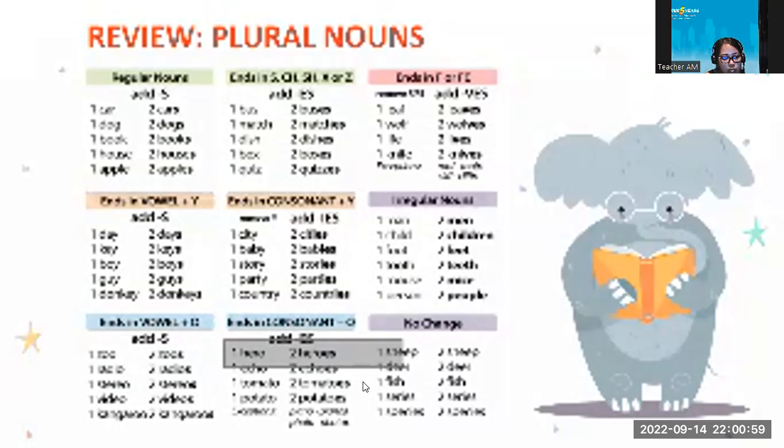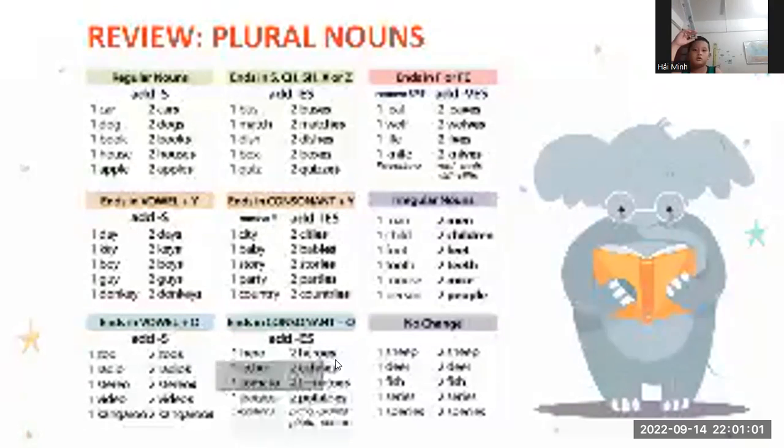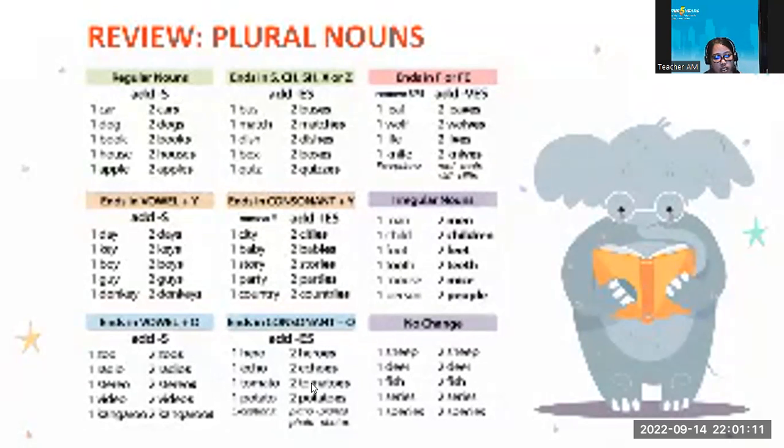One hero, two heroes. One echo, two echoes. One tomato, two tomatoes. One potato, two potatoes. Then no change: sheep, deer, fish, series, and species. So do you have any question regarding plural? No. Okay.